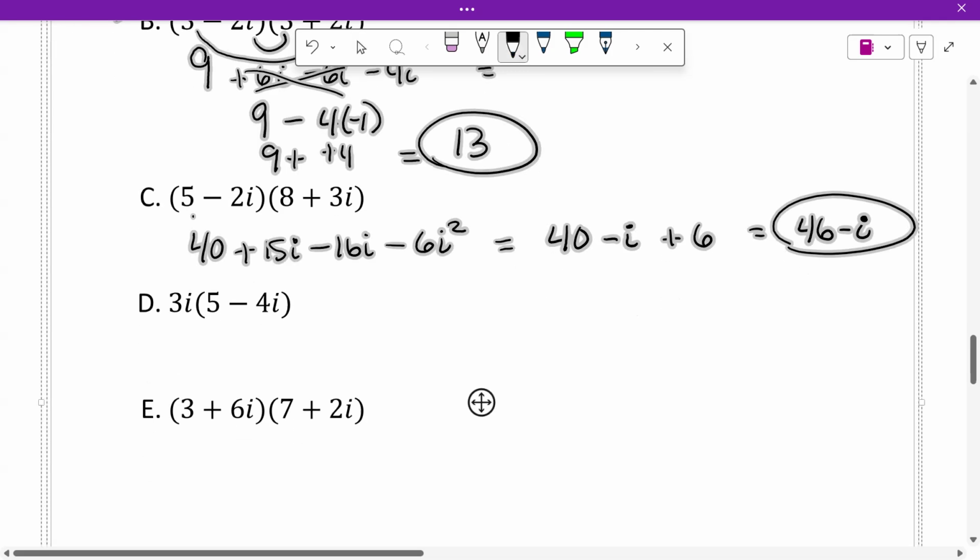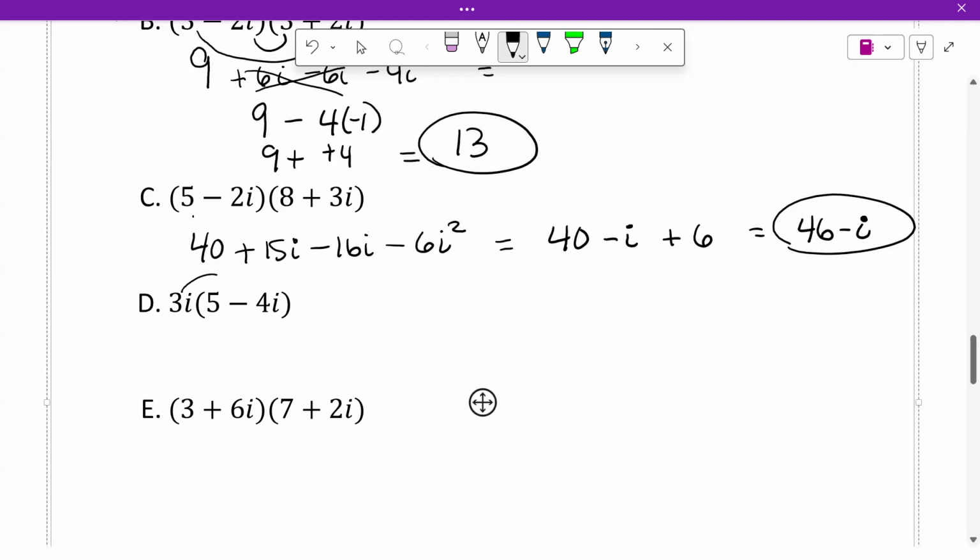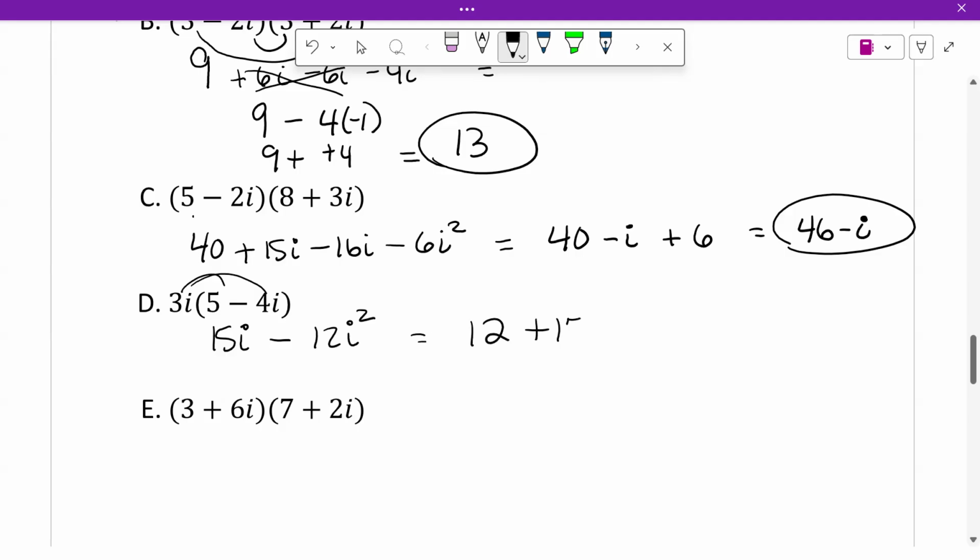What do we do on D? Distribute. 15I minus 12I squared. What's I squared? Negative 1 times negative 12 is actually a positive 12 plus 15I. When you write them, we write the real number first, the imaginary number second. So in that one, we had to change the order, so we get it into A plus BI order.